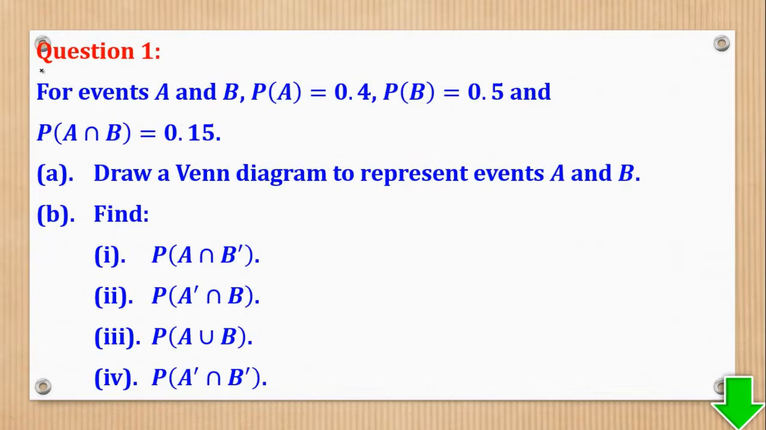So with that knowledge, let's go through these questions. Question 1 says, for events A and B, probability of A is equal to 0.4, probability of B is equal to 0.5, and probability of A intersection B is 0.15. Part A, draw a Venn diagram to represent the events A and B. Then part B, find Roman 1, this, and that. So we shall first begin with drawing our Venn diagram.